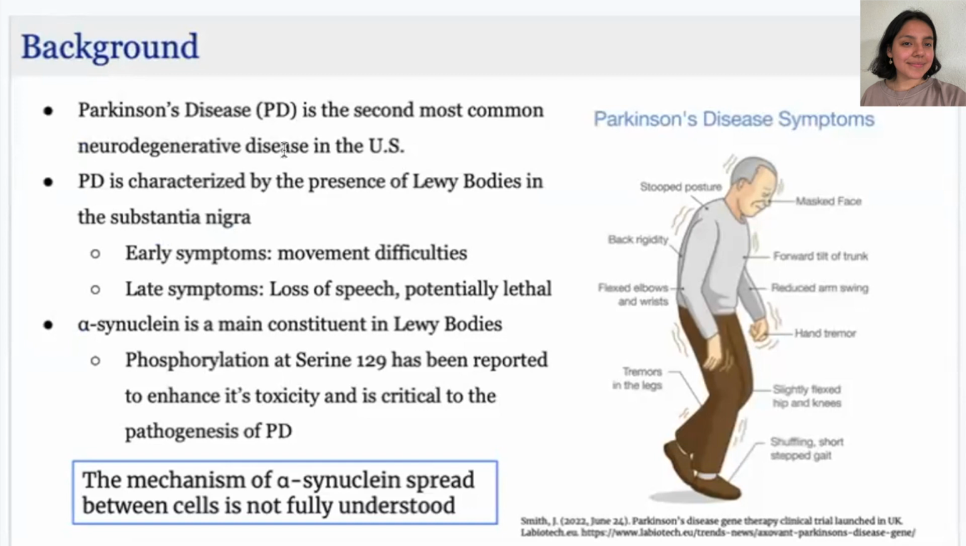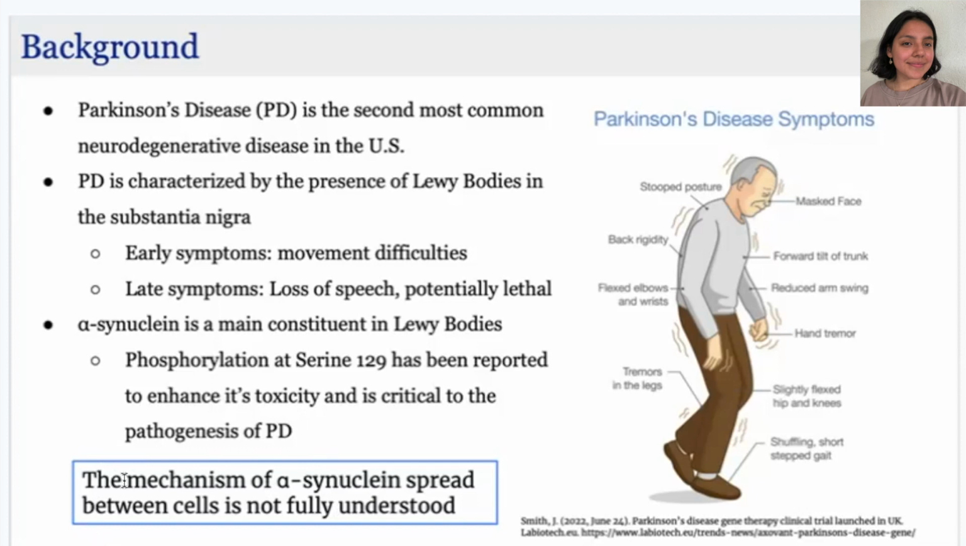Okay, so for some background information, alpha-synuclein plays an important role in Parkinson's disease, PD. It is the second most common neurodegenerative disease in the United States, and it is characterized by the presence of Lewy bodies in the substantia nigra, which is a part of the brain. Early symptoms include movement difficulties, and as the disease progresses, it can lead to a loss of speech and can potentially be lethal. Synuclein is a main constituent in these Lewy bodies, and phosphorylation at serine 129, an amino acid in the protein chain, has been reported to enhance its toxicity and is critical to the pathology of PD.